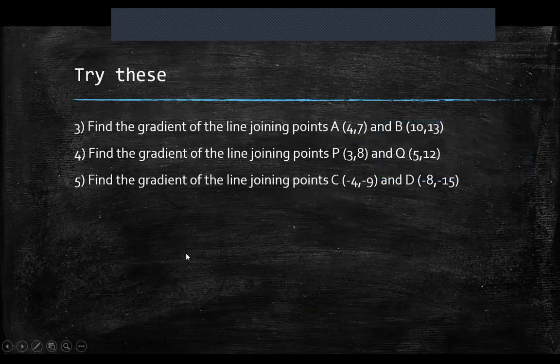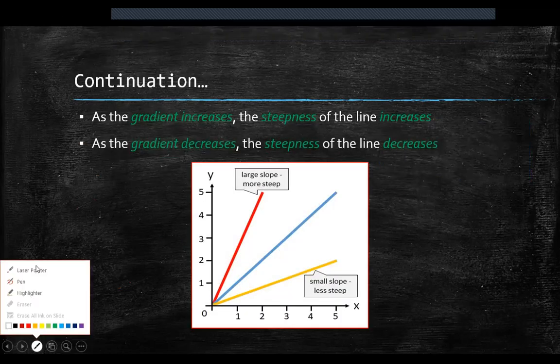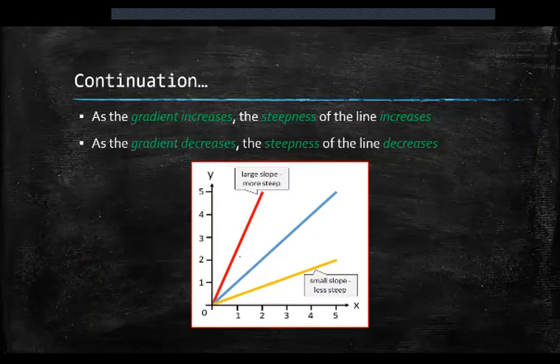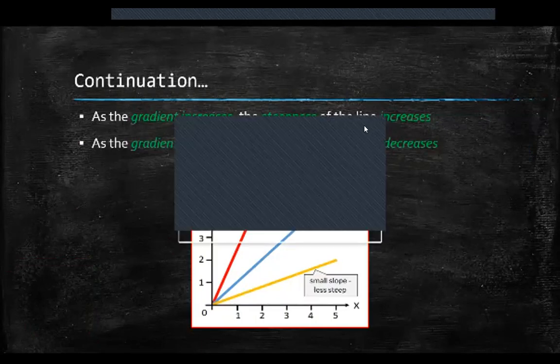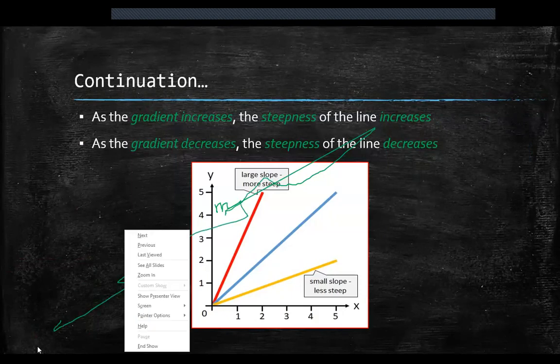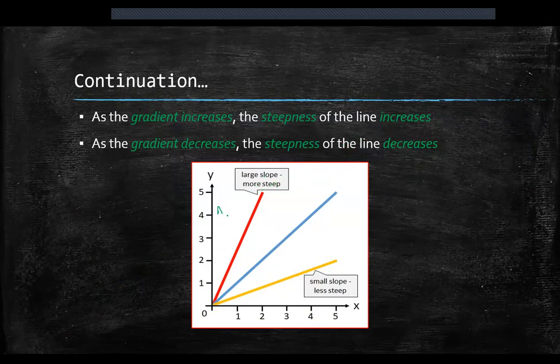Right, those are the examples we just did. Okay, so you need to know that as the gradient increases, the steepness of the line also increases. So look at this red line. Let's say my gradient for this was 10. So m is equal to 10.